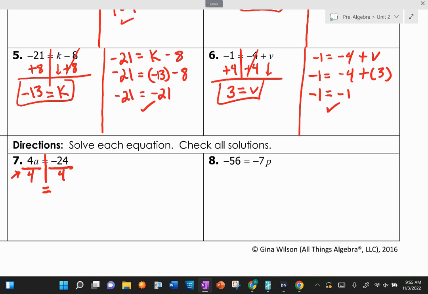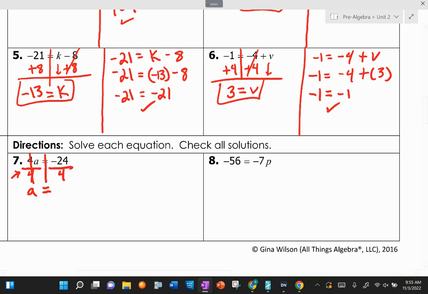No, you're not wrong. It's 1. Okay, what is 1 times a? A. So they cancel out. If you have a number on top and a number on bottom that match, they will always cancel out. So we'll bring down a, and then we'll do -24 divided by 4.